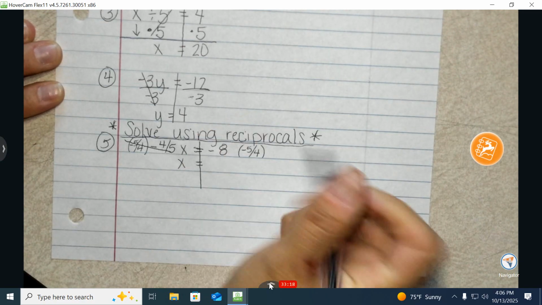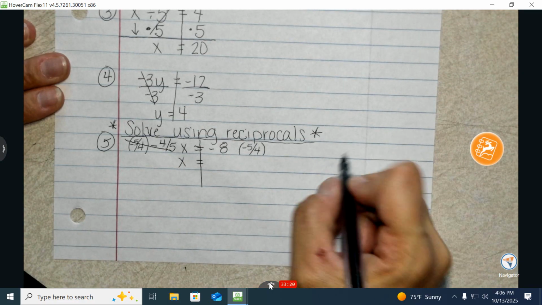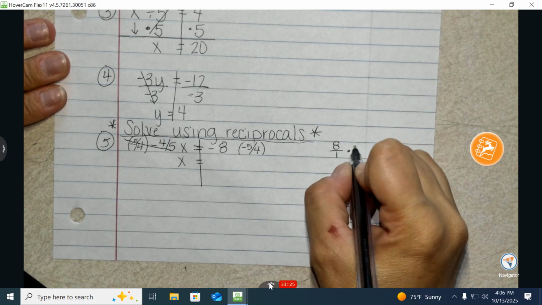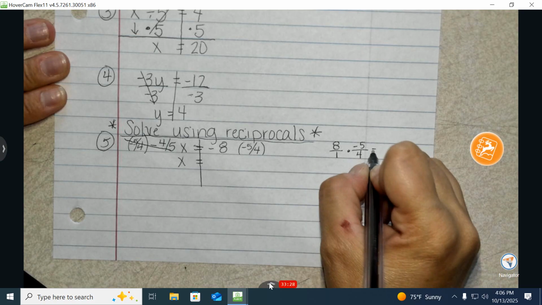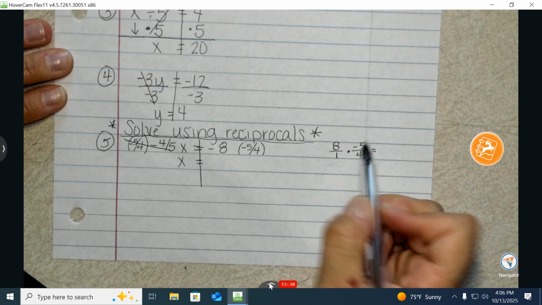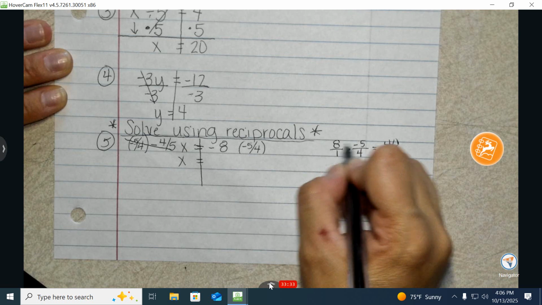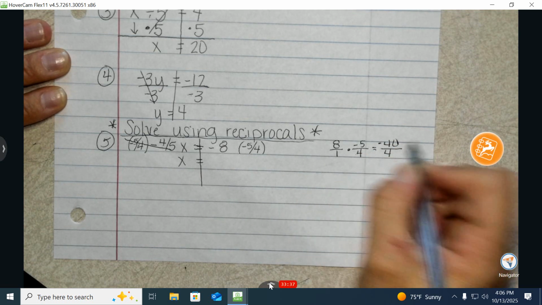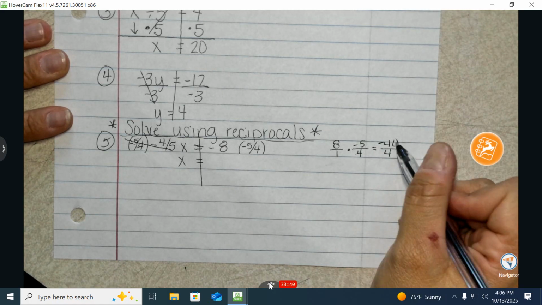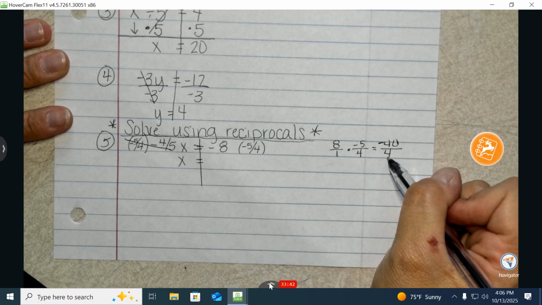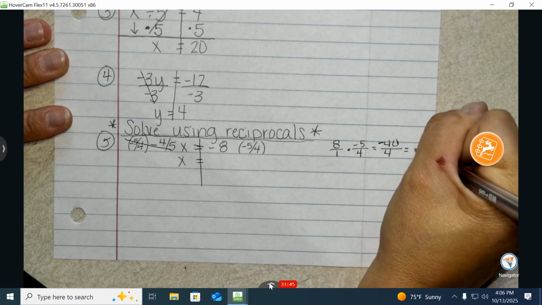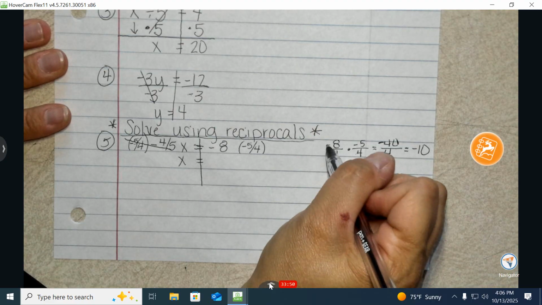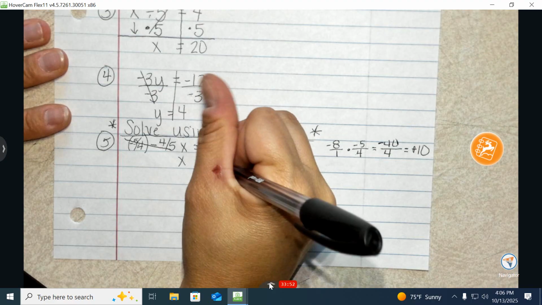You have x equals, okay, it's going to be 8 over 1 times negative 5 over 4. 8 times 5 is 40, and it's a positive times a negative, so it's negative, and then 1 times 4 is 4. Now we can simplify this. Negative 40 divided by 4 is negative 10. So x, oh, that was a negative also, so it is positive 10.